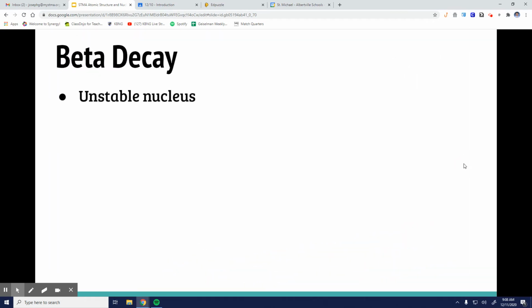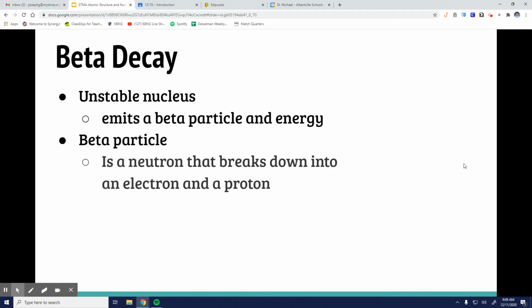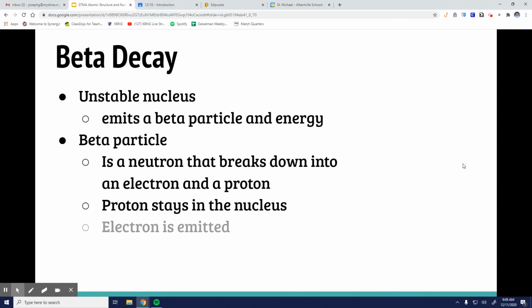When we look at beta decay, it comes from an unstable nucleus, and it's going to emit that beta particle and some energy along with it. A beta particle is a little bit of a goofy thing, though, because it starts as a neutron that breaks down into a positive and a negative piece. It breaks down into that electron that is emitted from the nucleus, and into a proton that stays in the nucleus. This changes the atom entirely. The proton stays in the nucleus, increasing the atomic number of the atom, and the electron gets emitted. In turn, this makes the atom more stable.